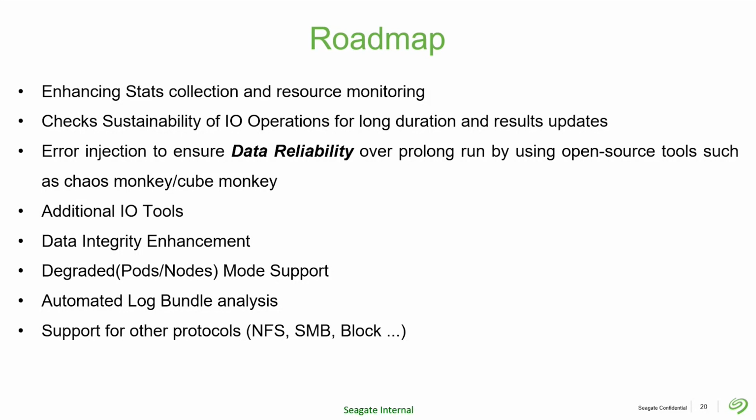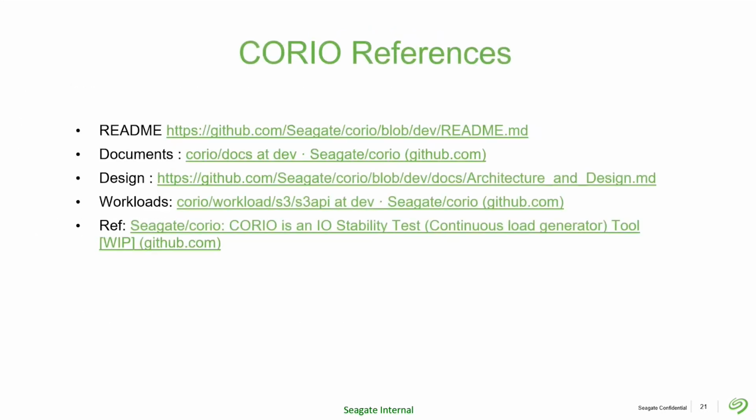Also, we are open to other protocols I mentioned before, like NFS, SMB, or block level protocols. So this tool can be extended for that. It is not just for S3, but as and when something comes, it can be added. This is the IO stability tool. So these are all references. Anybody is free to go and open and see the README documents. We have design documents. We have workload configurations. And for any queries, you can come back to us.